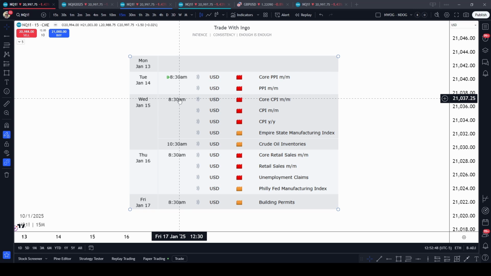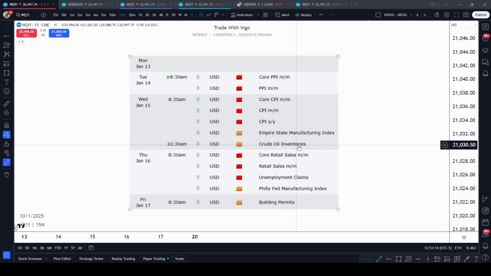At 8:30 a.m. we have the big manipulation coming in, usually going into 9:30 a.m. where the real distribution starts. So I mostly wait after 8:30 to see what the CPI release is doing, and then we can see if we can capture a nice run on Nasdaq.